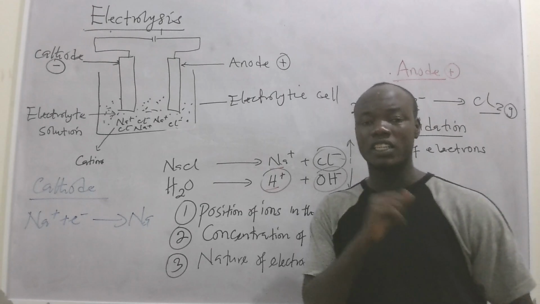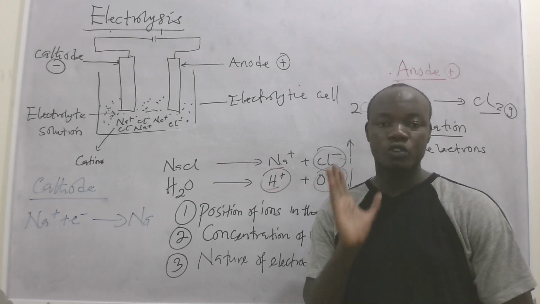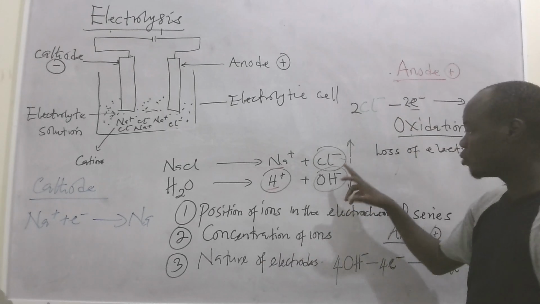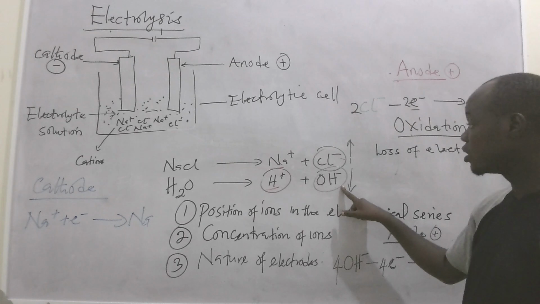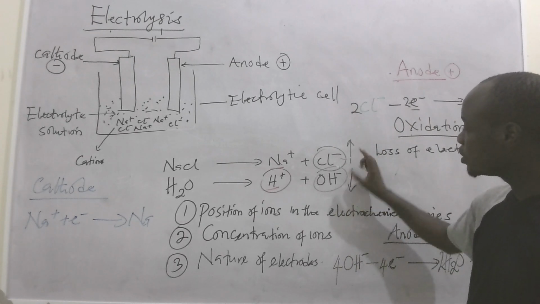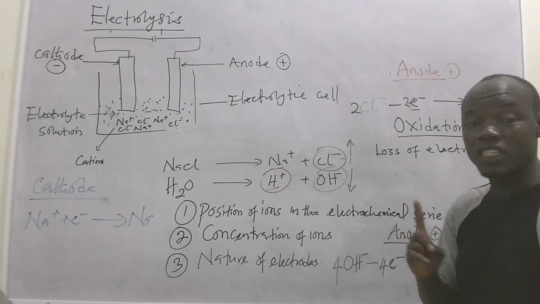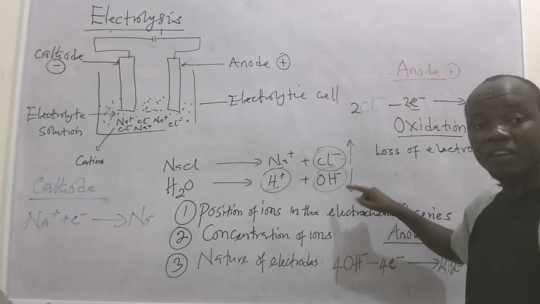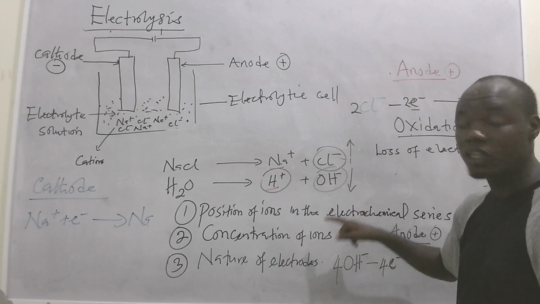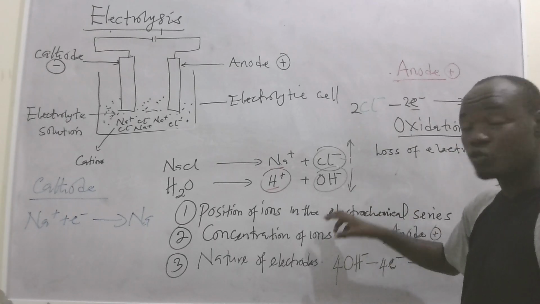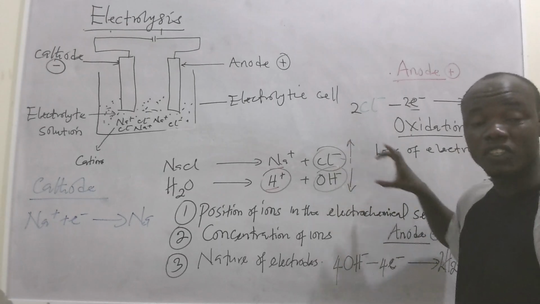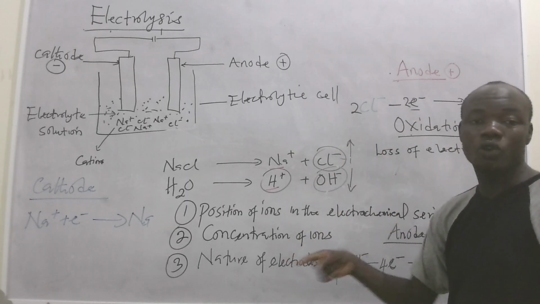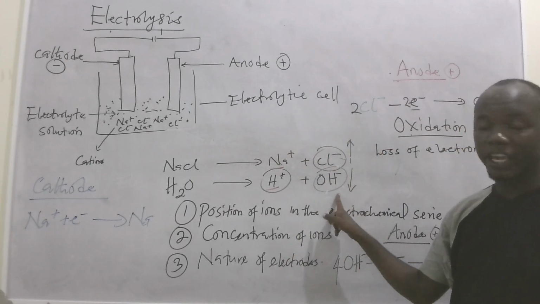So there is also an issue of concentration of ions. Usually, like for example, here we said we have chloride ion and we have OH minus. Which one displaces? OH minus displaces chloride ion. But in terms of concentration, in a situation where the chloride ion concentration is greater than the concentration of OH minus, then the chloride ion will now displace the OH minus.